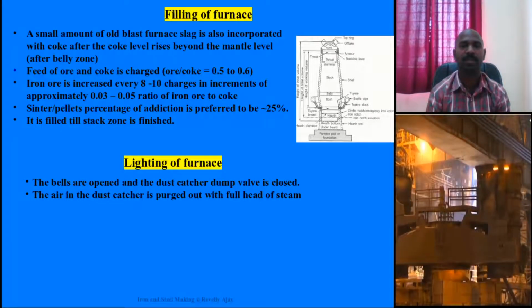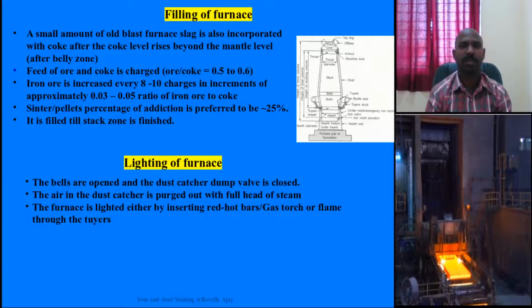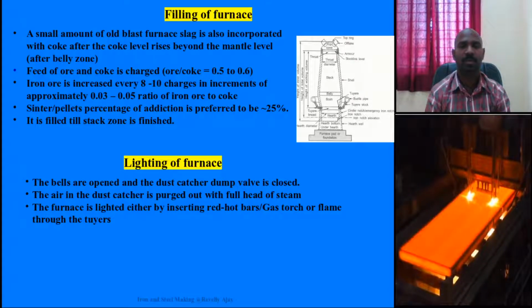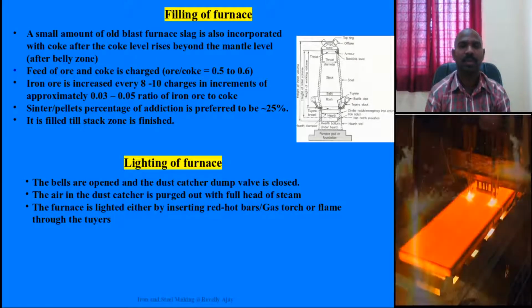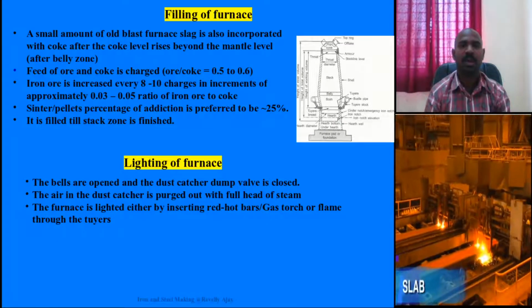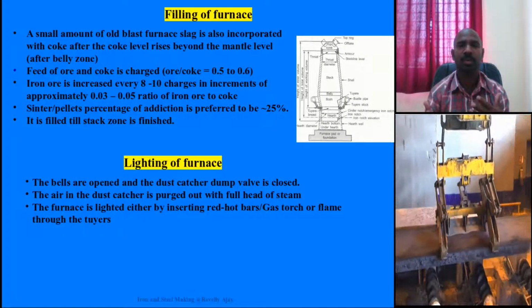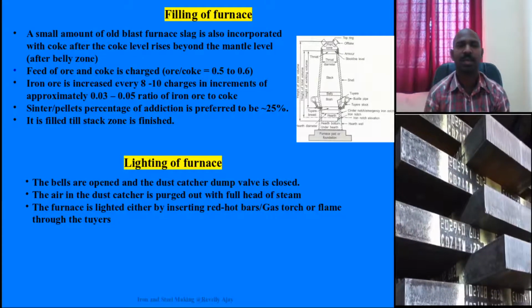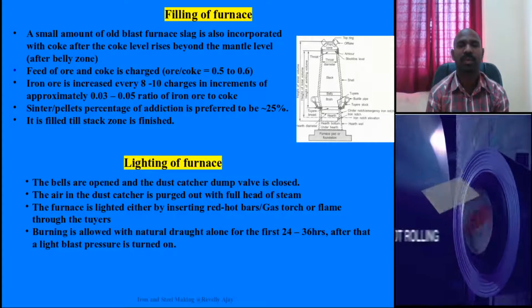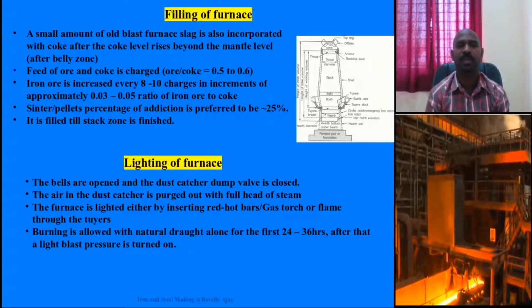The dust catcher is supposed to be empty, and you start firing from the tuyeres, either by inserting red hot bars or a gas torch or flame through the tuyeres. It is lightened, meaning burning of the blast furnace at the starting point. And this particular burning is accompanied by draught.